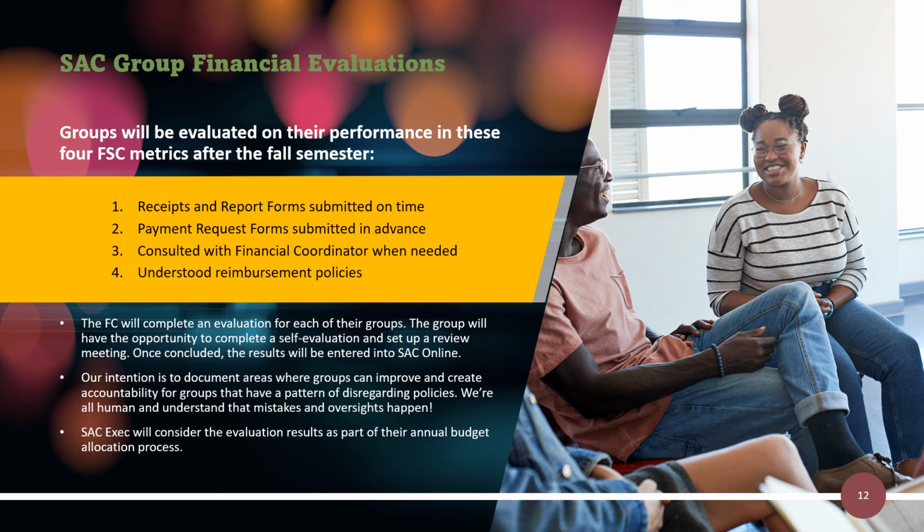The financial coordinator will complete an evaluation for each of their groups. The group will have the opportunity to complete a self-evaluation and set up a review meeting. Once concluded, the results will be entered into SAC Online. Our intention is to document areas where groups can improve and create accountability for groups that have a pattern of disregarding policies. We are all human and understand that mistakes and oversights happen. SAC Exec will consider the evaluation results as part of their annual budget allocation process.